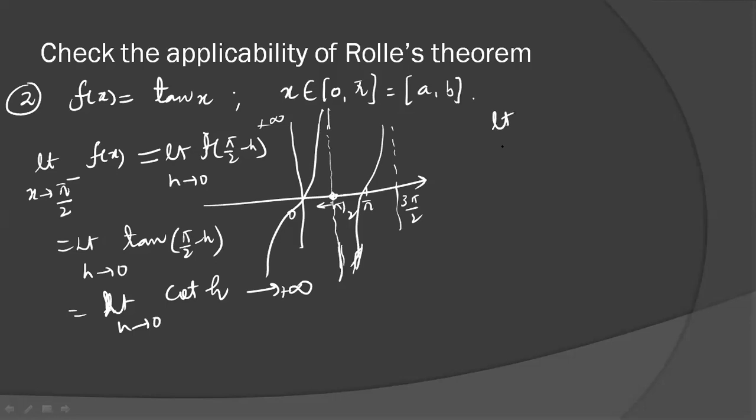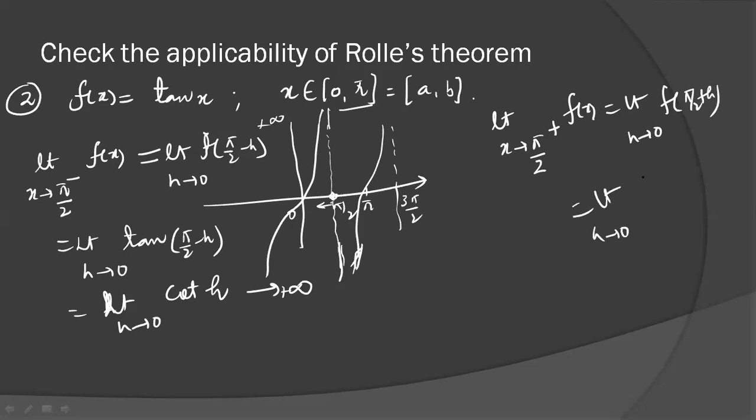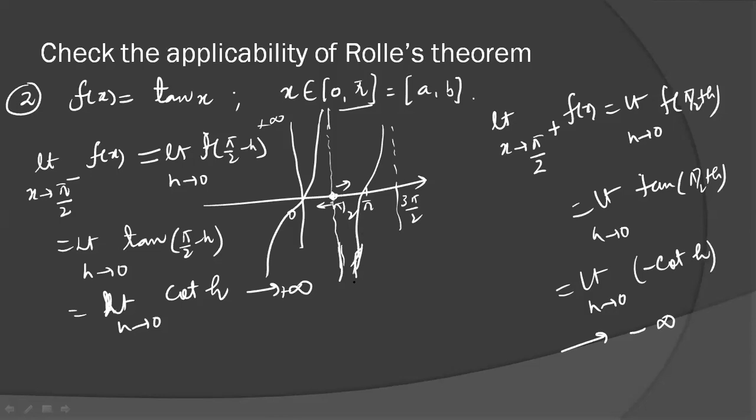But what about the right hand limit at pi by 2? And why are we discussing pi by 2? Because pi by 2 is lying in this interval. If you go for the right hand limit, it is f of pi by 2 plus h, limit h tending to 0, tan of pi by 2 plus h, which is limit h tending to 0, minus cot h. Tan 90 plus theta will be in the second quadrant, and in the second quadrant tan is negative, and it is tending to minus infinity. You can see at x equal to pi by 2 plus, the value is going to be minus infinity.